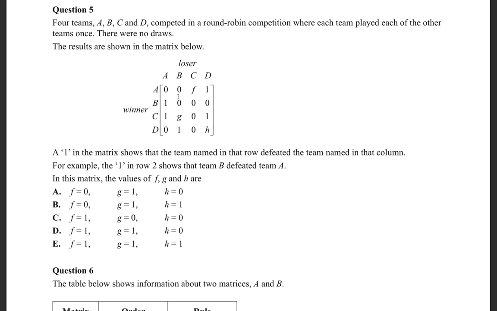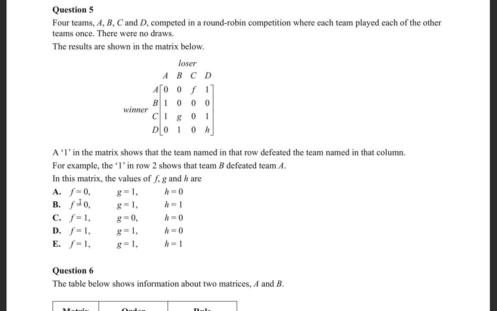And the way to determine that is to see this number here where C and A connect. So this one indicates that C beat A. So therefore, A didn't beat C, because they only played each other once, and if C beat A, A couldn't have beaten C. So this F must be a 0. So that means that only A and B are options.